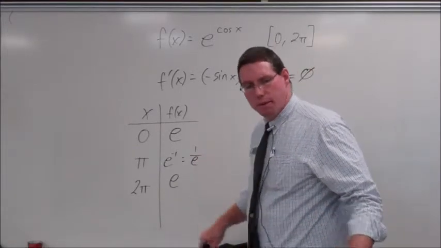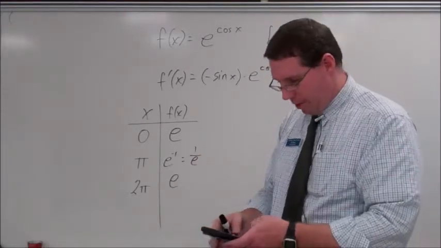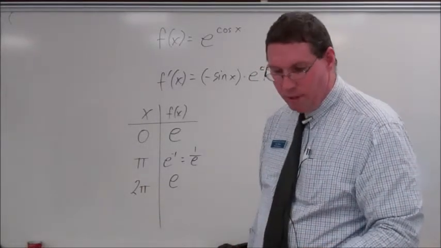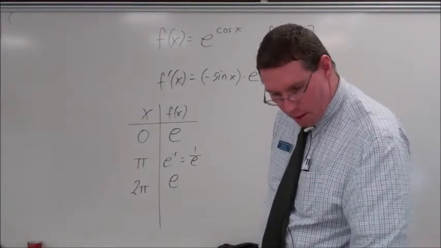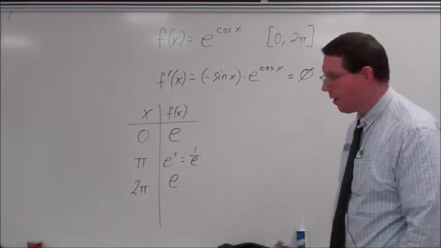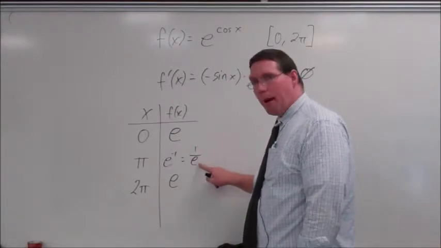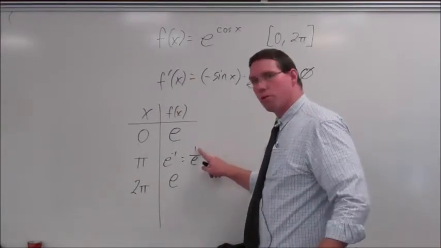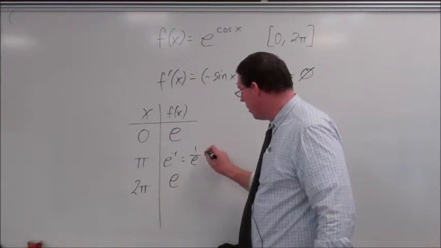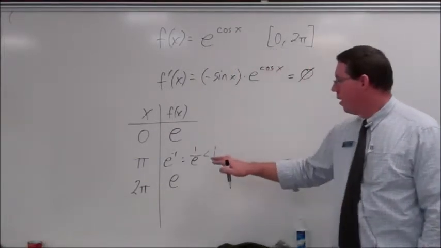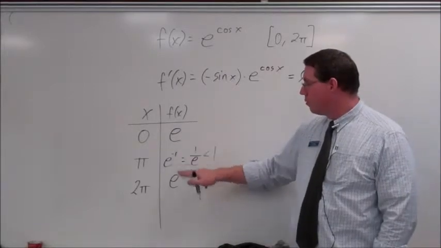Now, 1 over e is approximately 2.7 something. Let me confirm that. Let's see what the scientific calculator says. E is 2.718281828, okay? So about 2.7, let's say for now. Well, 1 divided by 2.7, if 2.7 is larger than 1, then this value right here is going to be less than 1. And e is approximately 2.7.